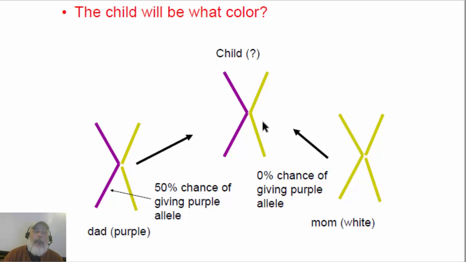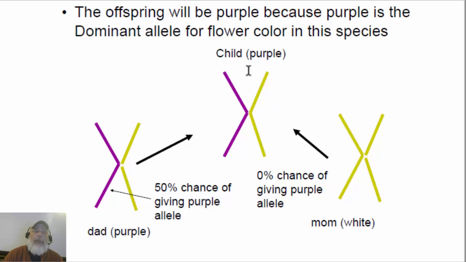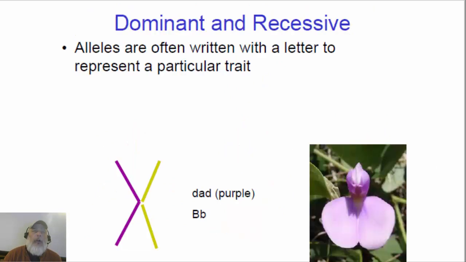And we take a look at this. Now our child is purple and white. So the offspring is going to be purple, because purple is the dominant allele for this flower color in this species, and Gregor Mendel figured that out, that in the pea plant that he was growing, purple flower color is dominant. So if the offspring gets even just one allele for purple flower, it's going to supersede, it's going to cover over the allele for white flower, and those white alleles are recessive.